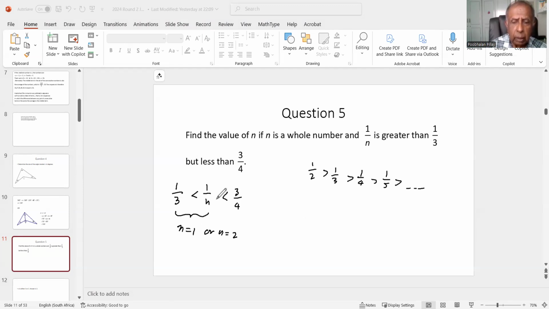It can't be 1, because 1 is not less than 3/4. So this is out. So therefore the answer is n equals 2. Yeah, so that's the best way of doing it. Or you can simplify. So you can cross multiply here, and you can straight away get n is less than 3. Yeah, and that comes back to n equals 1 or 2.